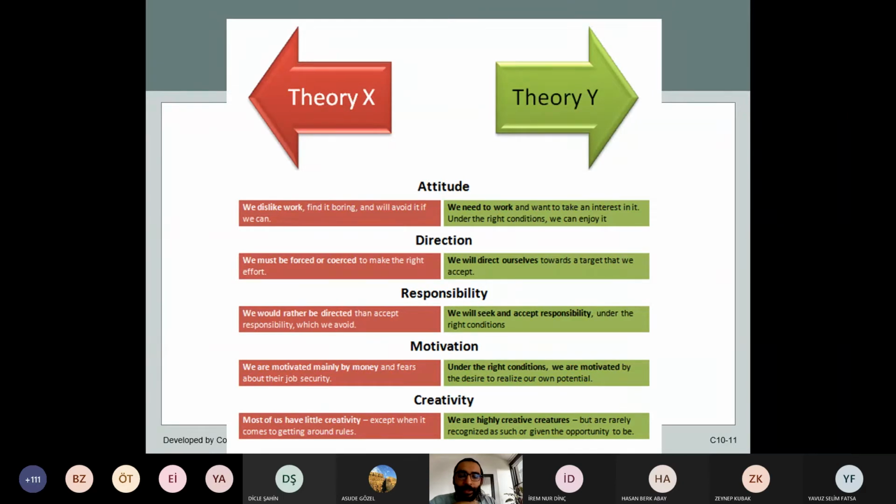So in theory X, they say that the employees would rather avoid taking responsibility, but theory Y says that they seek and accept responsibility under the right conditions, of course. Motivation must be only by money, theory X said, but theory Y says that they are motivated actually also by the desire to realize their own potential, their self-actualization needs, as Maslow says, right? And theory X thinks that most of the employees don't have creativity, but theory Y said actually if you give them the chance, they can be very creative, right?